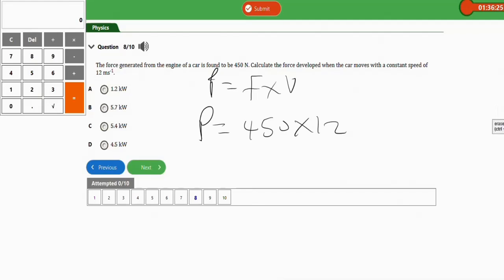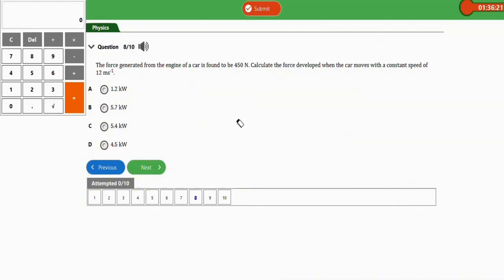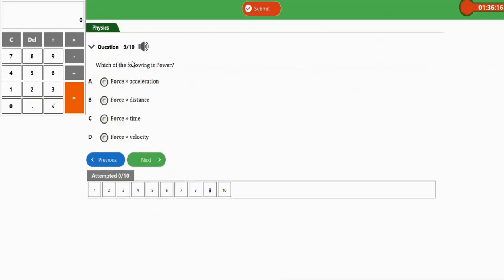Let's wipe this now and solve the next repeated question. Okay, so the next repeated question will be this. It says, which of the following is power? It is obvious, force times velocity, option D.